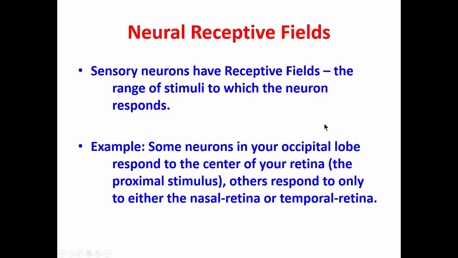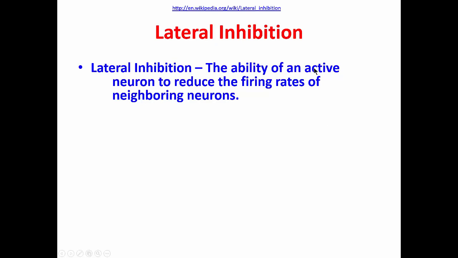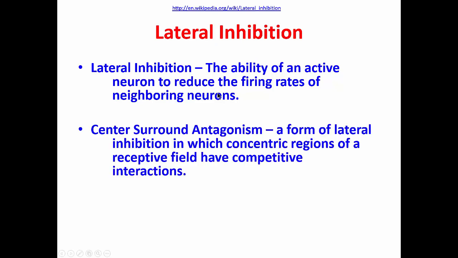Given that we have these different neural receptive fields, we come to a related but distinct neural principle called lateral inhibition. And we can define this as the ability of an active neuron to reduce the firing rates of neighboring neurons. So neighboring neurons begin to interact. Sometimes they excite each other, sometimes they inhibit each other. And when they're inhibiting each other, and especially when they're inhibiting their nearby neighbor, or they're inhibiting laterally, we have lateral inhibition. Let's take a specific type of lateral inhibition called center surround antagonism. This is a form of lateral inhibition in which concentric regions of a receptive field have competitive interactions.